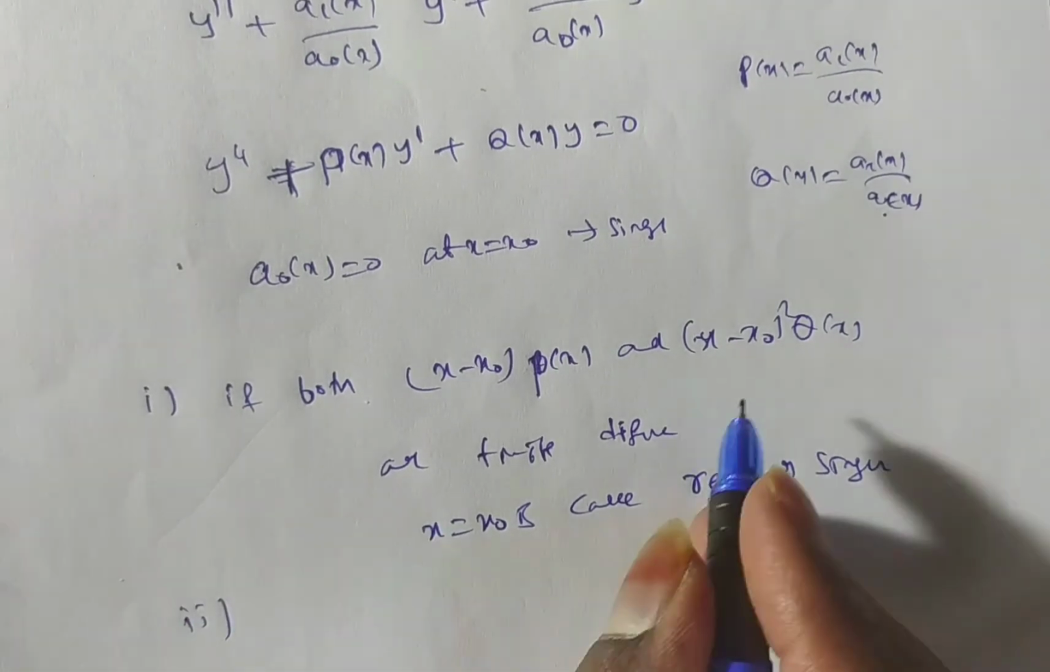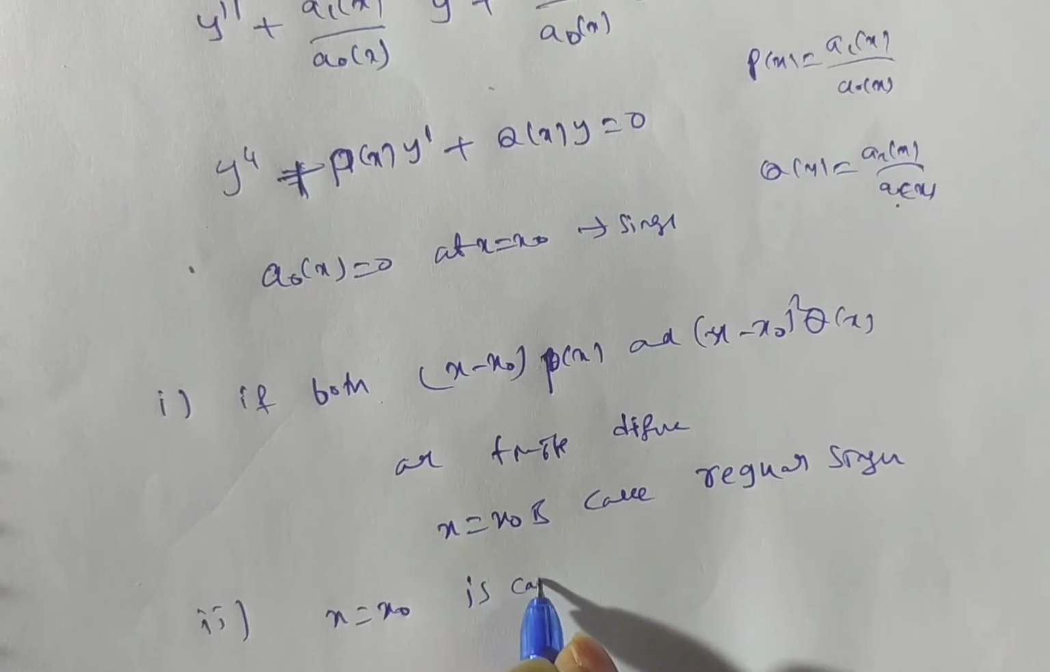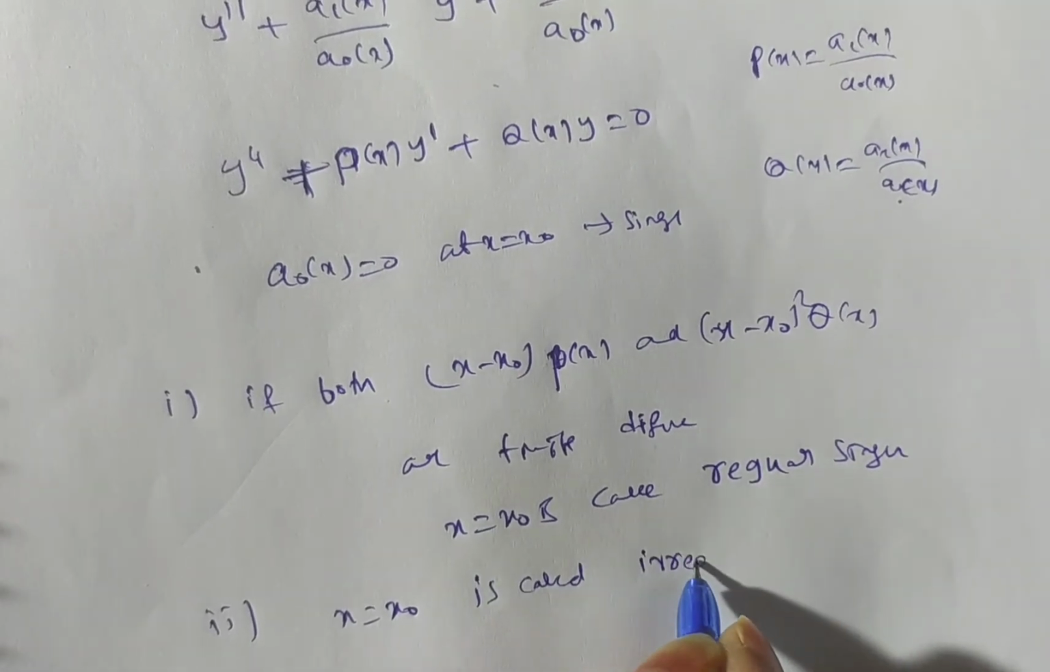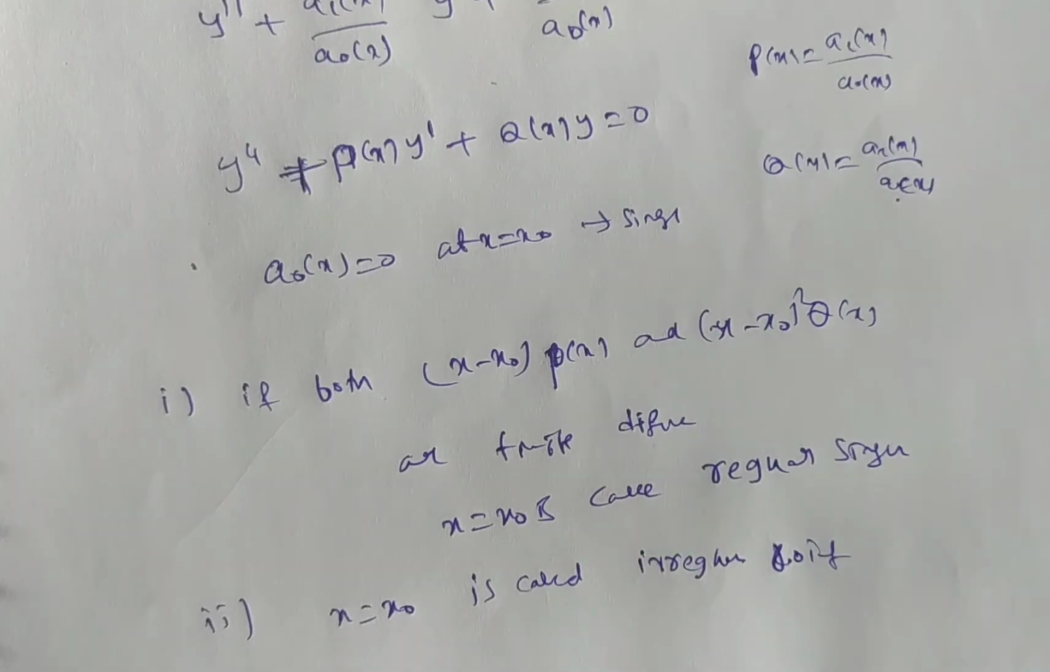If any one of them fails, then x is equal to x naught is called an irregular singular point. Is it clear for everyone? Which is a regular singular point, which is an irregular singular point, and which is an ordinary point?